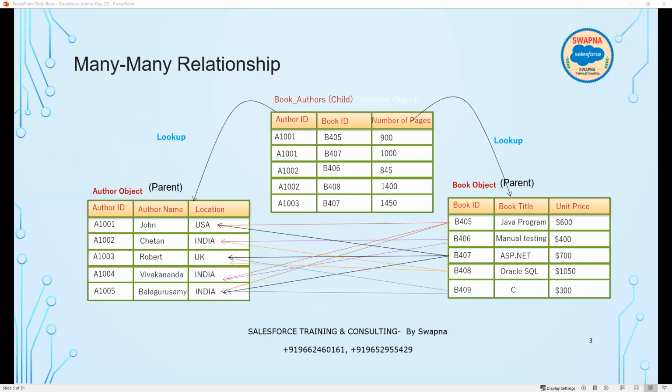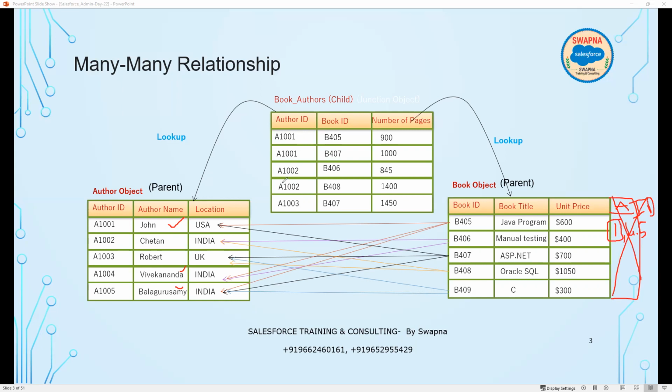If I create a book here, for example, I'll create a lookup field which is looking for the author ID. Now this book, Java program, is written by John, Vivekananda and Balaguru Swami. That means you need to link the five records, which is not possible. As per the Salesforce concept of single parenting, it only allows one record to be linked. So it does not work.